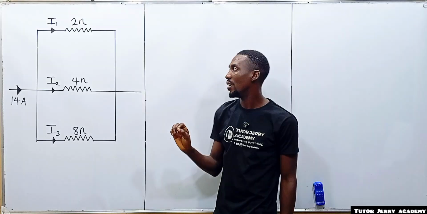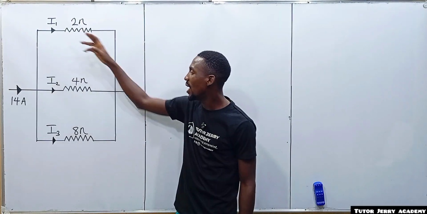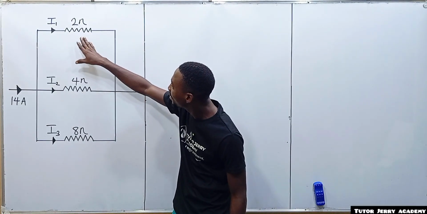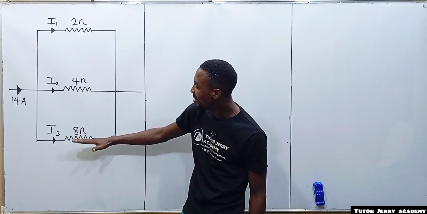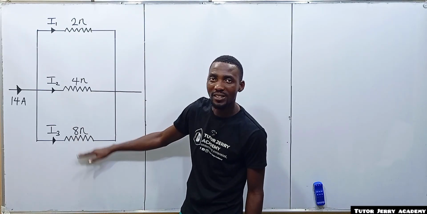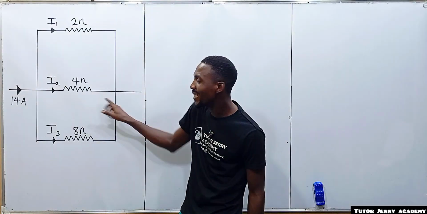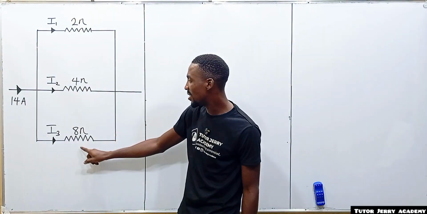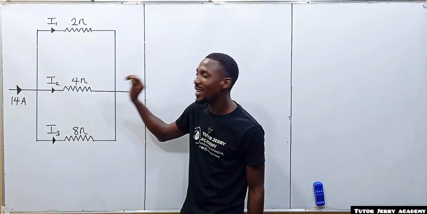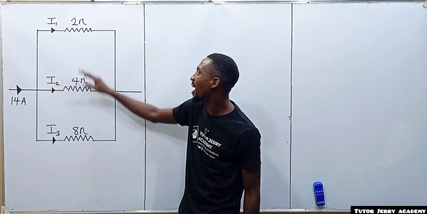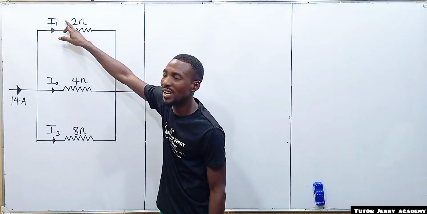So how do we go about it? If I want to solve for I1, because I'm having this one in parallel with this and in parallel with this, I'll first resolve these 2 in parallel to get their equivalent resistance. That is 8 multiplied by 4 divided by 8 plus 4. So by the time I get that, I can now apply my current divider rule to solve.